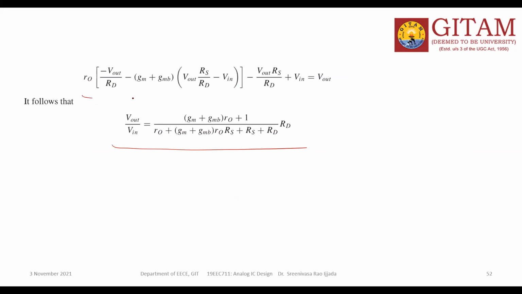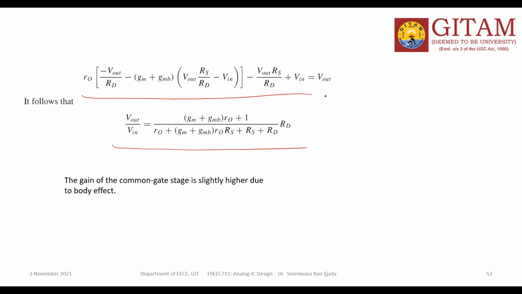Shuffle the equations and separate the V out and V in terms, then take the ratio of both, and you get the small signal voltage gain equation: GM plus GMB into R naught plus 1 by R naught, plus GM plus GMB into R naught into RS plus RD, whole thing multiplied with RD. Got my point? Now, the gain of the common gate stage is slightly higher due to the body effect. This is the gain equation.